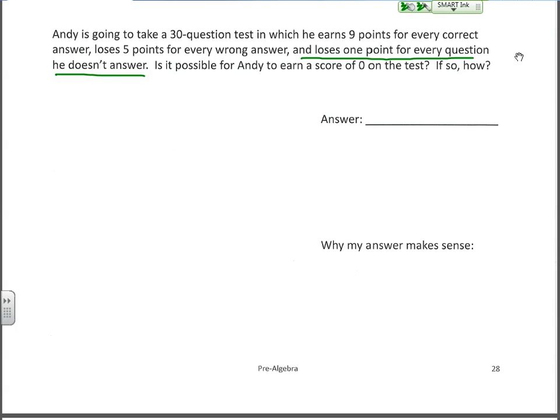So what you're really looking for here is recognizing that earning 9 points is like a positive 9. That's 9 points in your favor. Losing 5 points is like a -5. Your score drops by 5. And losing 1 point is like a -1. Your score drops by 1. So how can you arrange the numbers +9, -5, and -1 in a 30-question test to get 0? Is it possible to do that? And how is it done? Okay.